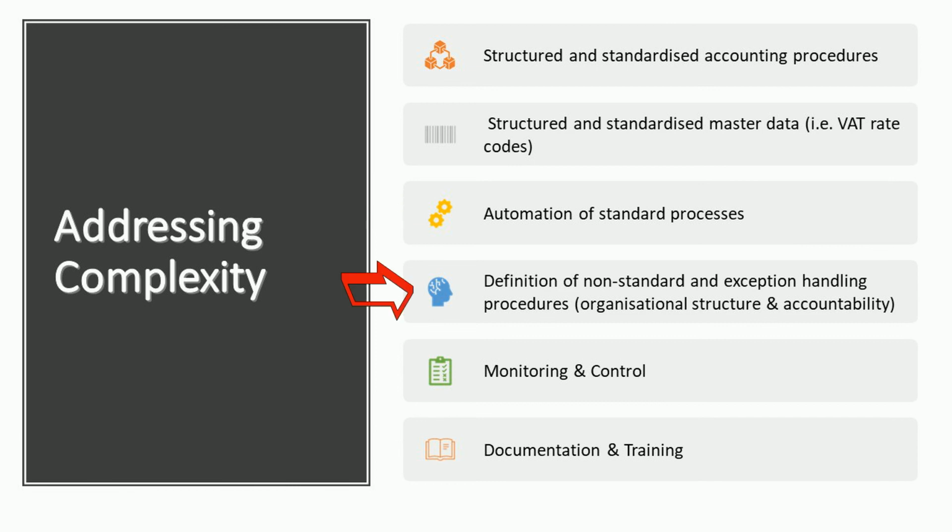The process works even better if handling of non-standard and exception procedures is cast into the organizational structure. Constant monitoring and robust control procedures help to avoid errors and also force better understanding of movements in the general ledger. And eventually, adequate documentation of processes and procedures with respective training are not removing complexity but help understanding it.